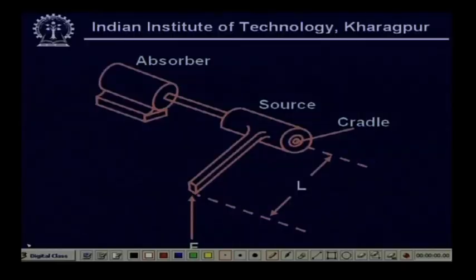Now, this is our cradle system. You see here we have the absorber and we have a source and we have a cradle. You see here this length is L. So, if we know L and if I know the force F, this is the force F, I can measure the torque. This is one of the oldest methods of measuring the torque, right.